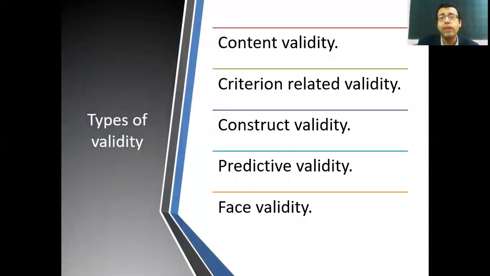Types of validity, we have 5 types of validity. Number 1, content validity. The content of exam questions are valid, covering the majority of important intended learning outcomes. Number 2, criteria related validity. If you have criteria for assessing your students, you should know these criteria and apply them in the exam to fulfill this type of validity. Number 3, construct validity. Number 4, predictive validity. And number 5, face validity.